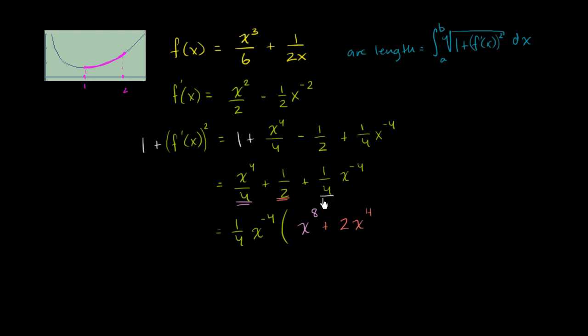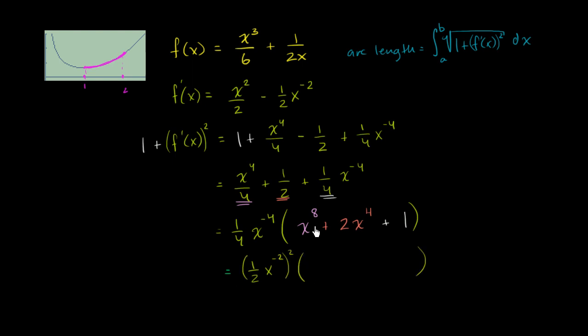This is just going to be equal to 1. So plus 1 plus 1. And now this is looking interesting, because this right over here, we could rewrite as (1/2 x to the negative 2) squared. This is equal to, that same color, (1/2 x to the negative 2) squared.